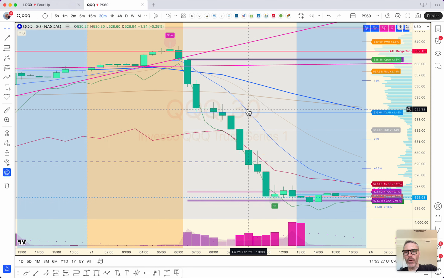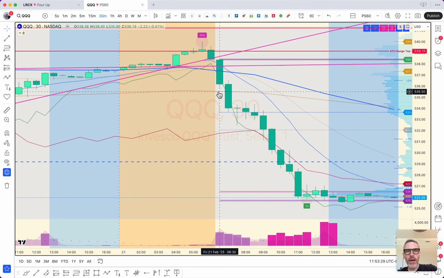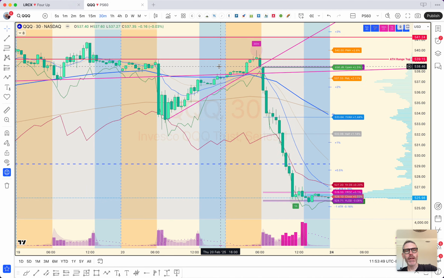And what's the difference between the high on that candle and the open? Let's see, the high was 538.40 and the open was 538.38. It went up 2 cents. That's what we call an opening price print short, OPPS. That is by definition a sell signal. And that's just on the 30-minute.